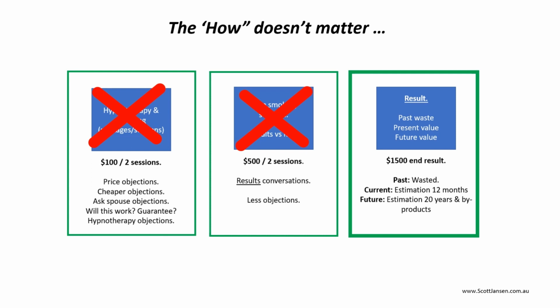Absolute no-brainer, no objections, because I was clearly educating my clients on what they've wasted, what their current situation, their present results are going to look like, and what their future results are going to look like if they do not work with me. Not if they don't do hypnotherapy, but if they don't quit smoking. And this is how it changed. It became results focused, past, present, and future value with past wasted, current estimation wasted, and the future estimation wasted. What are they wasting? What can we save our clients from? We're going to make our clients abundantly aware of this.